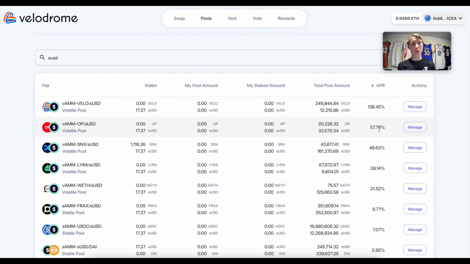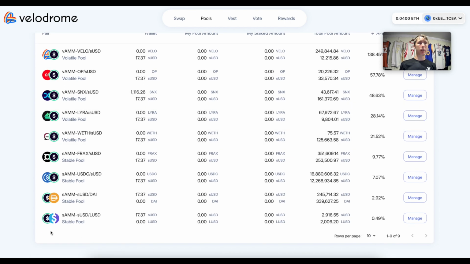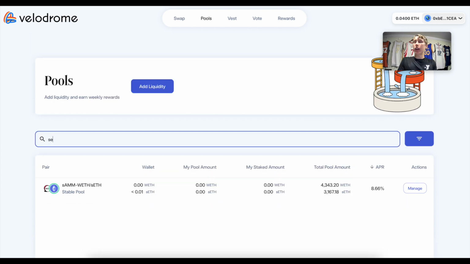Keep in mind with these pools, there is such a thing as impermanent loss. So you can use other things like a stable pool, where it's going to pay 7%, another stable pool, which is 9%, and you even have the SETH pool, which is paying 8%. This will have little to no impermanent loss as long as the tokens are holding peg. Yes, there is a chance that stablecoins or even pegged assets can lose their peg. So make sure you understand the risks involved with this.